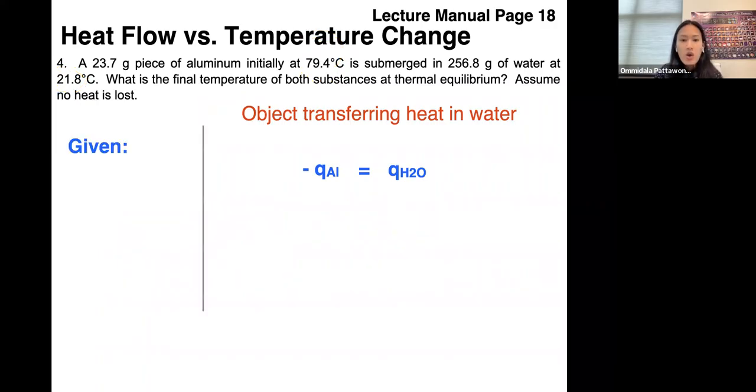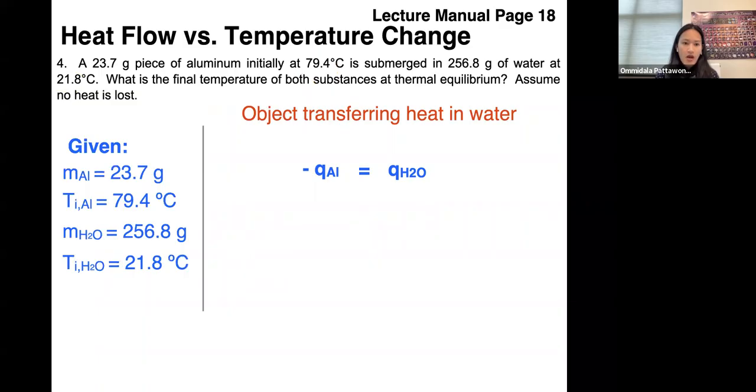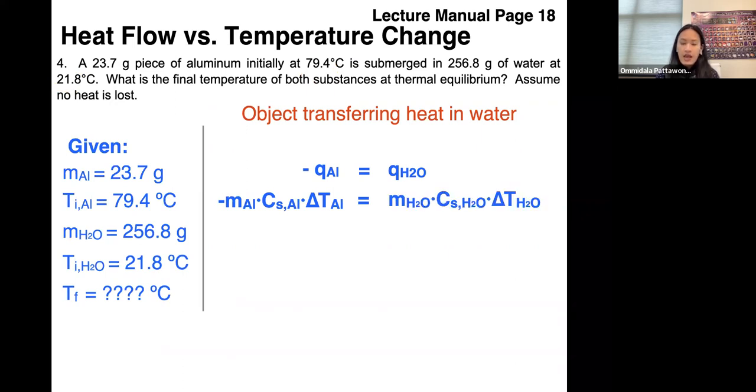Okay, so let's take a look at this. I'm going to do the same thing. I'm going to extract all the given information. What we are looking at is the final temperature. So I'm going to start by replacing those Q with the m c delta T for each of those substances. Again, we are looking at aluminum and water.